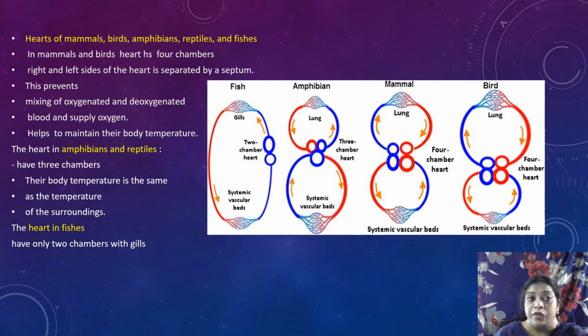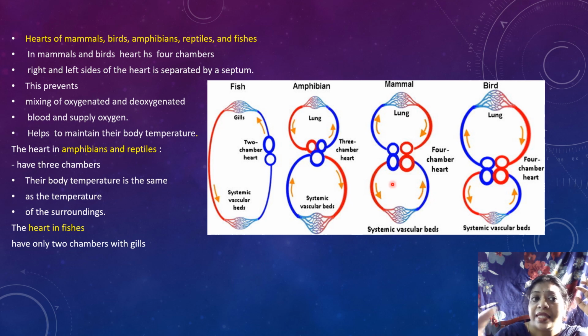The next one you can see here, it is the heart of the mammals, birds, amphibians, the reptiles and fishes. You're going to see what are the different types of the heart, what are the different chambers present in all these organisms. So first one, in mammals and birds, the heart has 4 chambers. I have already quoted in the picture, it is seen as 4-chambered. The right and the left sides of the heart are separated by the septum here. Septum means divisions.